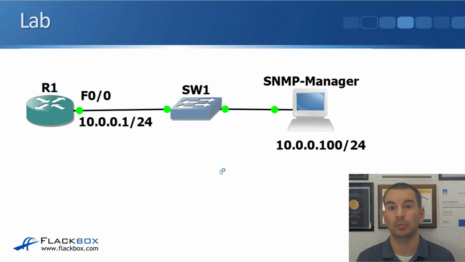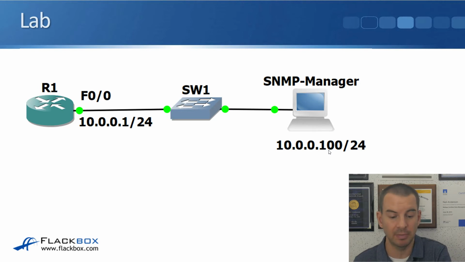So I've got my lab topology open here. You can see it's really simple. I've got my router R1, which has got the SNMP agent running on there. It's got IP address 10.0.0.1, which is facing towards the SNMP manager, which is my NMS server. My SNMP manager has got IP address 10.0.0.100. It's on the same IP subnet, and that's actually the computer that I'm working on right now.